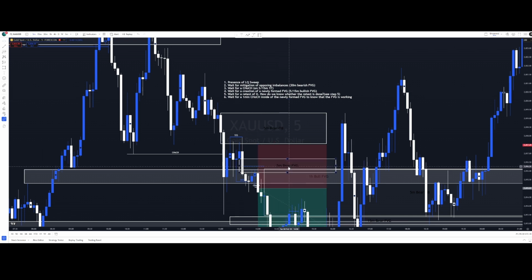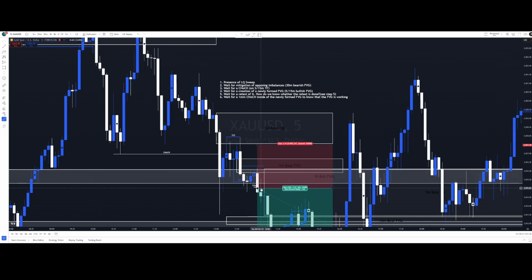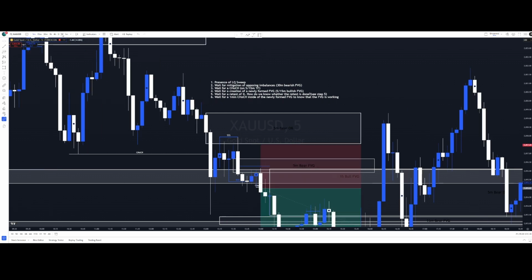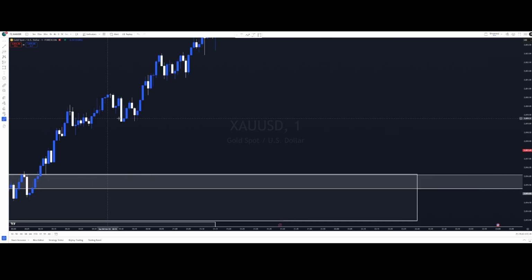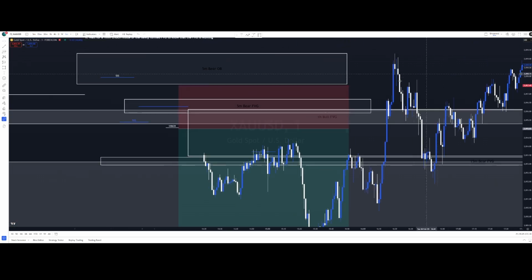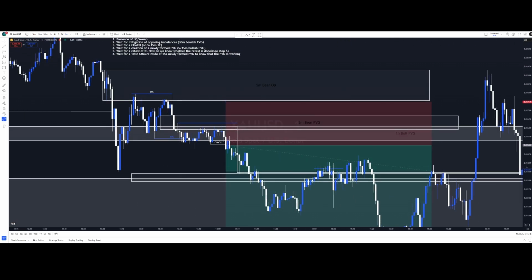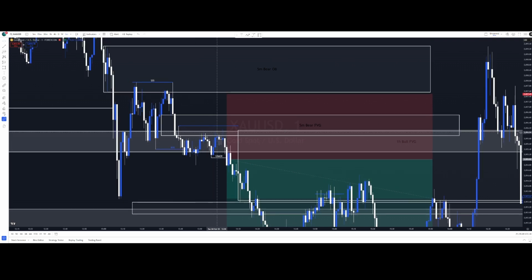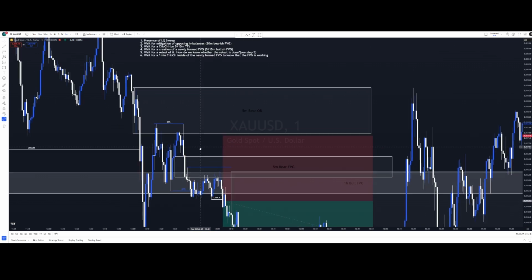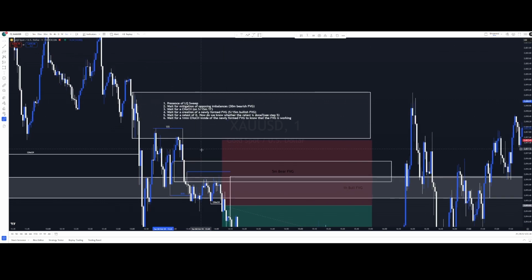Now to the fourth step, we wait for a creation of a newly formed fair value gap, which is this 5-minute bearish fair value gap that we tapped into, right? So we go now to the 1 minute and see that there's a potential 1 minute buy side liquidity sweep that could have happened, right? But it didn't happen, so that doesn't matter.